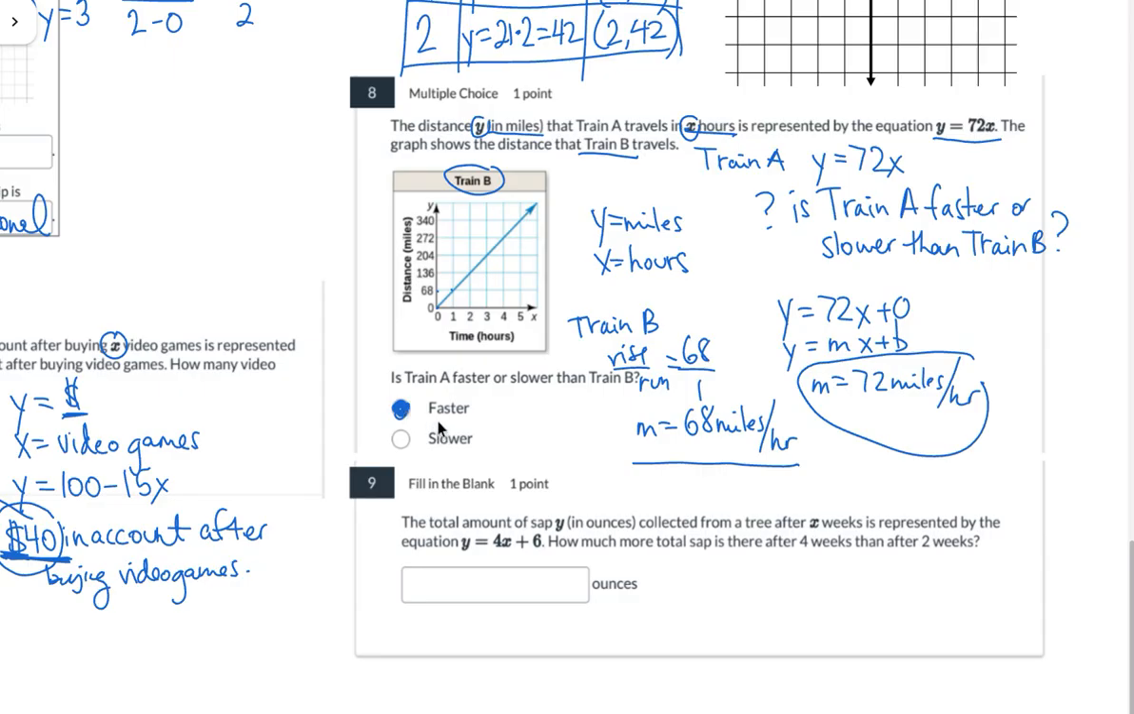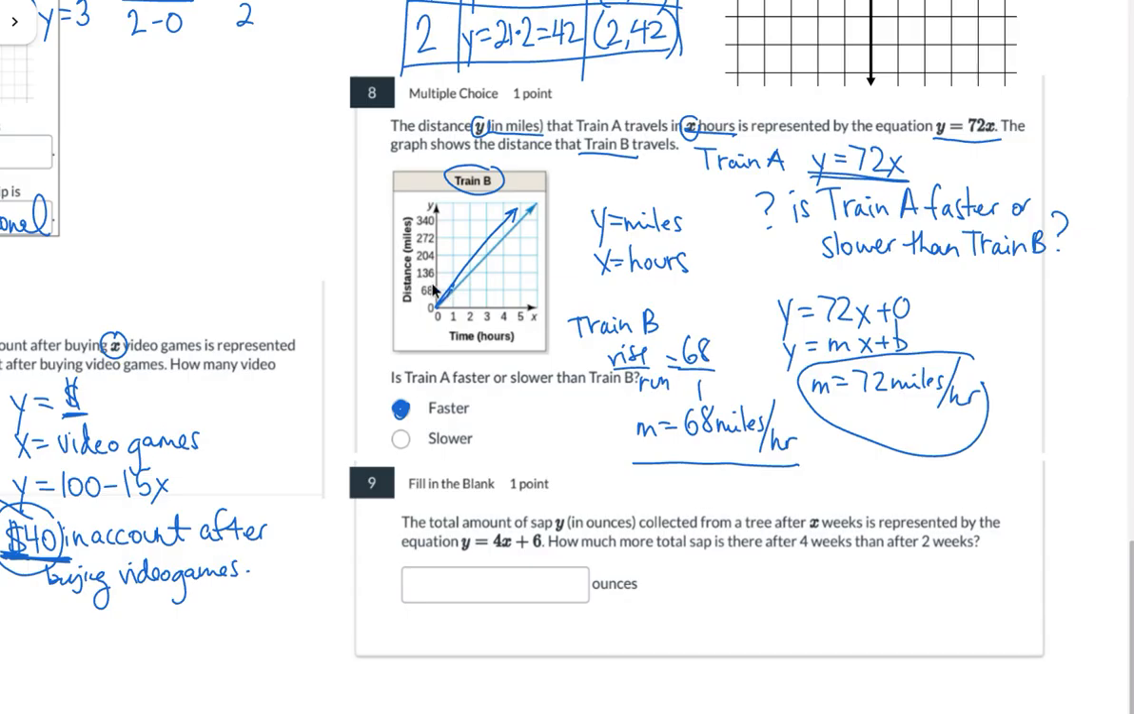Some people also plotted this point. They went ahead and graphed this and overlaid it on this graph, which was awesome. So they would have gone up 72 and over 1. They would have gone up another 72 and over again. And they found that the line was just slightly steeper, which meant that it was faster because it had a steeper slope.